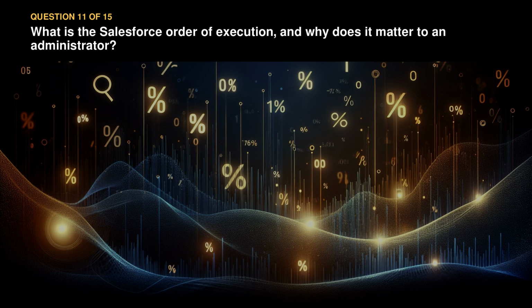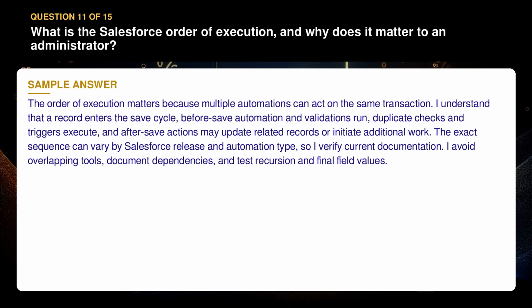Question 11. What is the Salesforce order of execution, and why does it matter to an administrator? The order of execution matters because multiple automations can act on the same transaction. I understand that a record enters the save cycle, before save automation and validations run, duplicate checks and triggers execute, and after save actions may update related records or initiate additional work. The exact sequence can vary by Salesforce release and automation type, so I verify current documentation. I avoid overlapping tools, document dependencies, and test recursion and final field values.